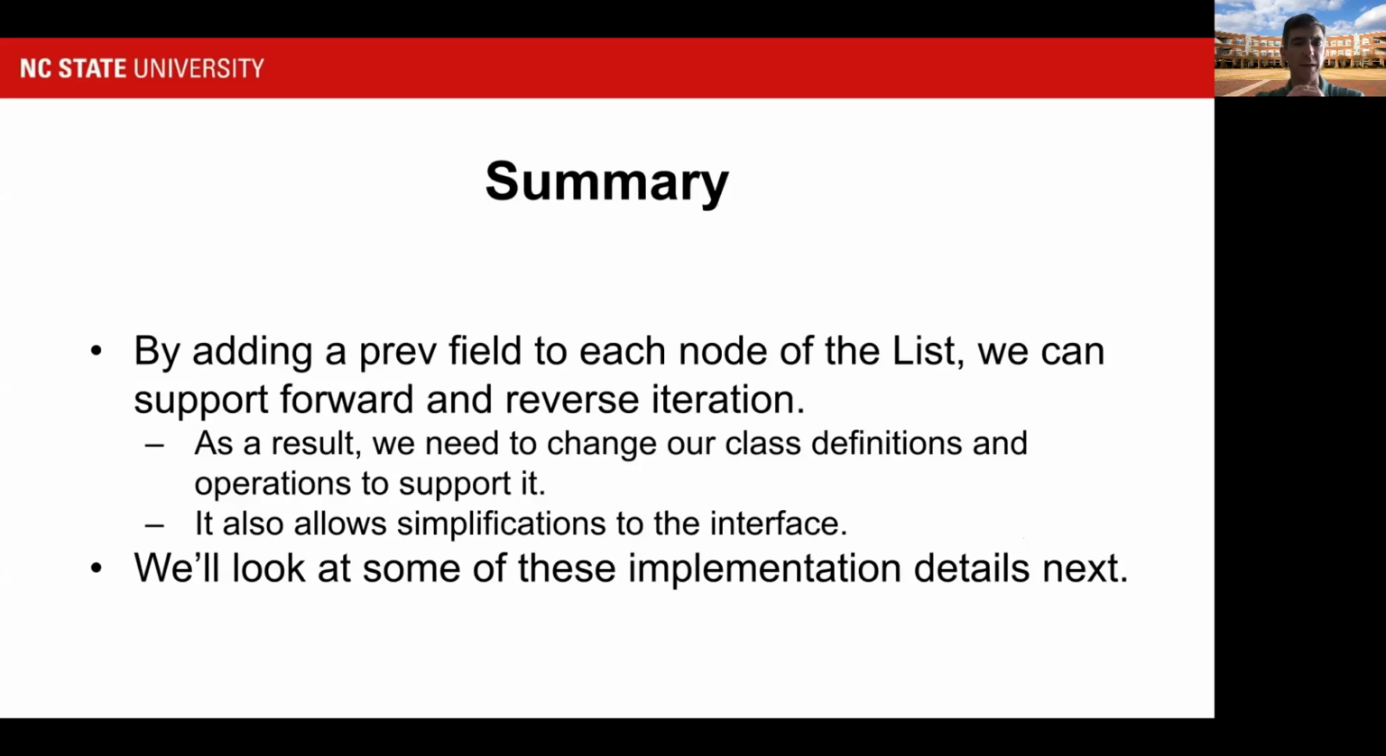Okay, so in summary, by adding a previous field to each node of the list, we can support forward and reverse iteration. As a result, we need to change our class definitions and operations to support it. And it's also going to allow us to make some simplifications to our interface to make it a little easier to use a doubly linked list than a singly linked list. And now we'll take a look at these implementation details.